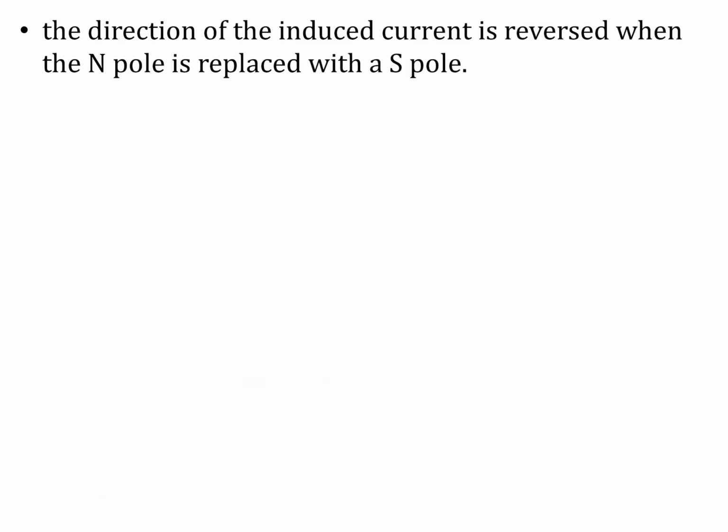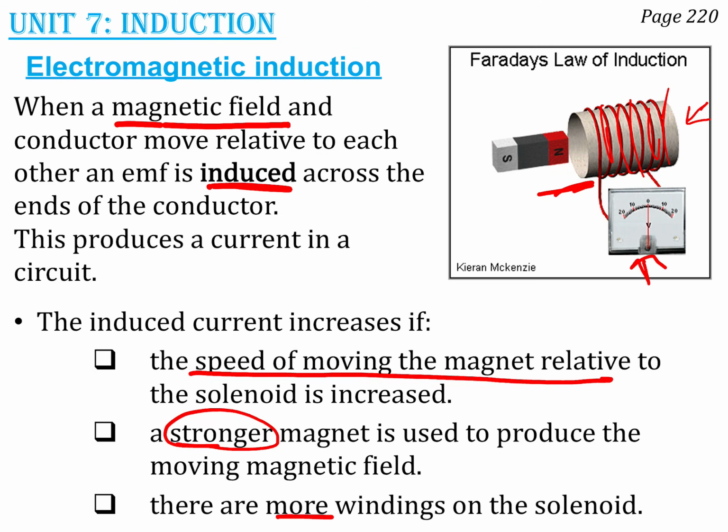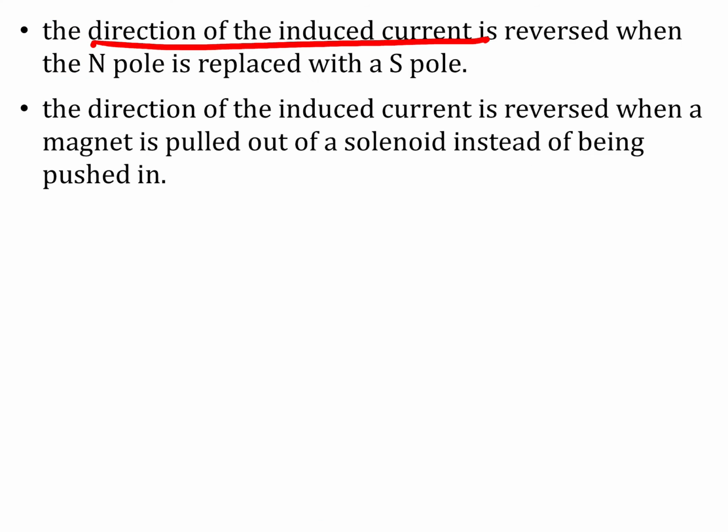So the direction of the induced current is reversed when the North Pole is replaced with the South Pole. Here you can see, when I push the North Pole in, I get the voltage going to the right, and then when I pull it out, it goes to the left. If I change this around and put the South Pole in, it would go to the left first. The direction of the induced current is reversed when the magnet is pulled out instead of being pushed in.